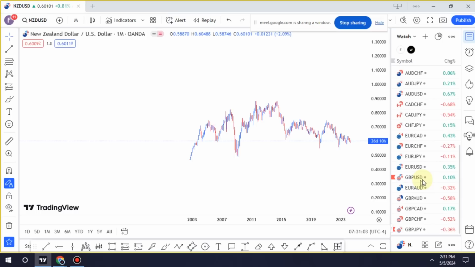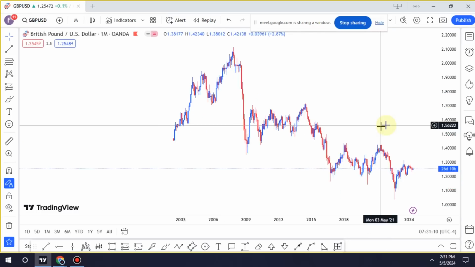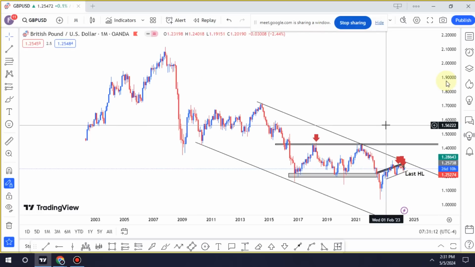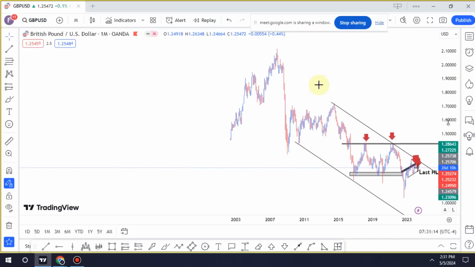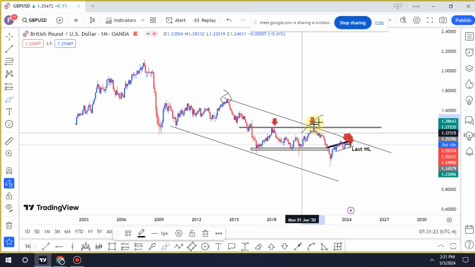First thing first, GBPUSD. I already did this analysis though, so I'm not going to remove my drawings. Let me just explain GBPUSD. Of course, we see we had a first touch right here, and of course another second touch right there.